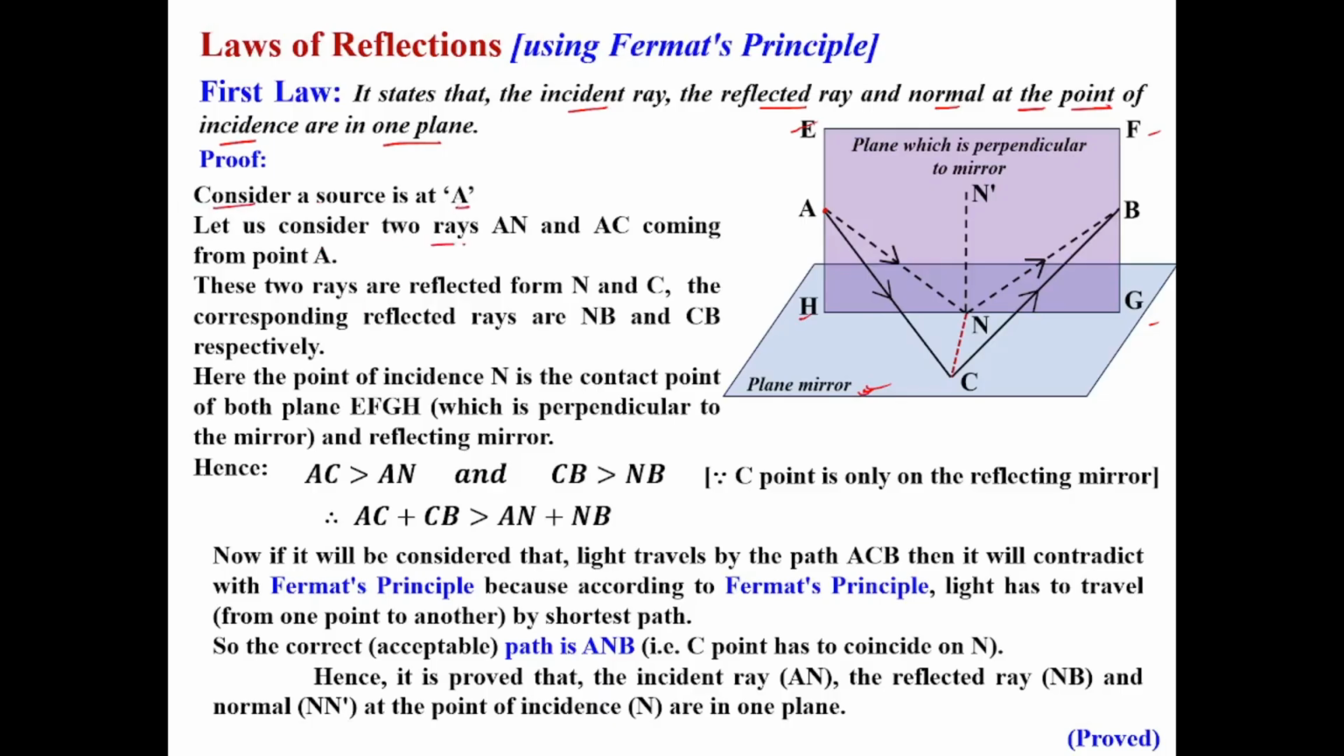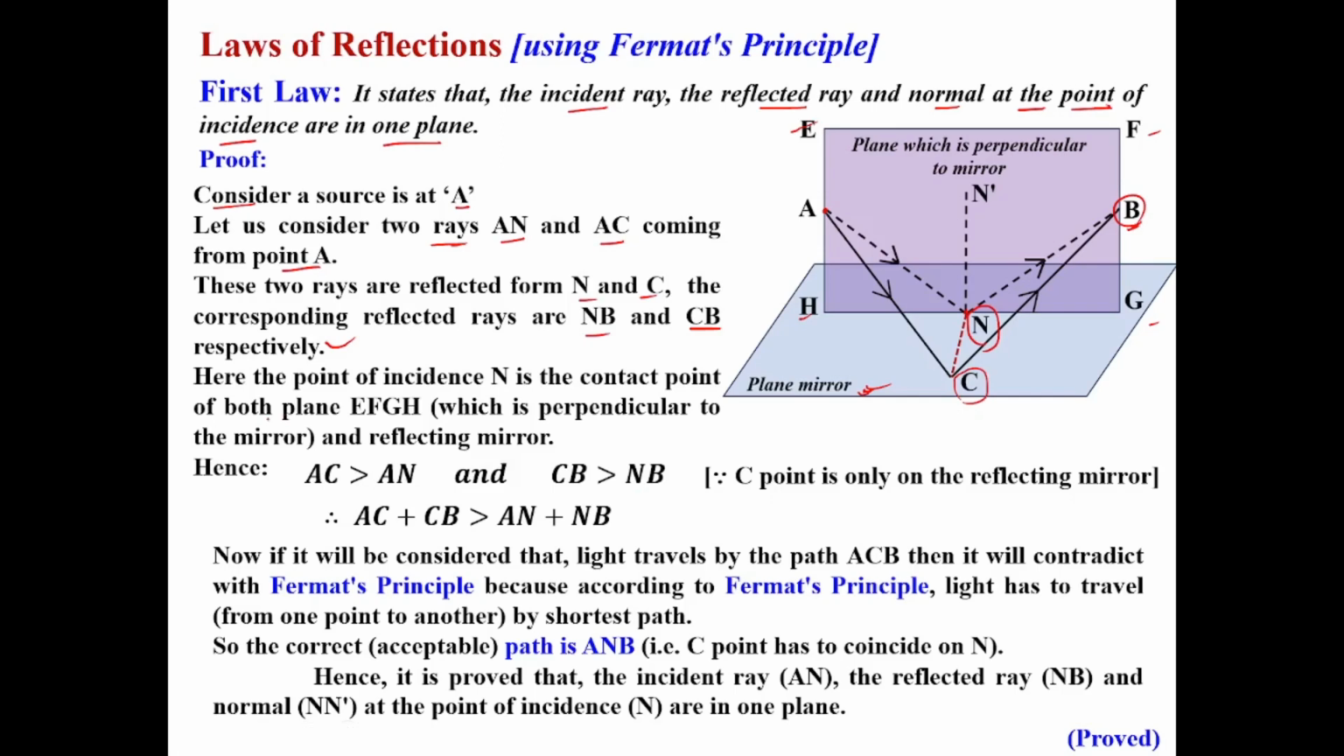Let us consider two rays, one is AN and another is AC, coming from point A. These two rays are reflected from N and C. The corresponding reflected rays are NB and CB respectively. Here, N to B and C to B are the two reflected rays. Here you can reduce the writing in your exam.